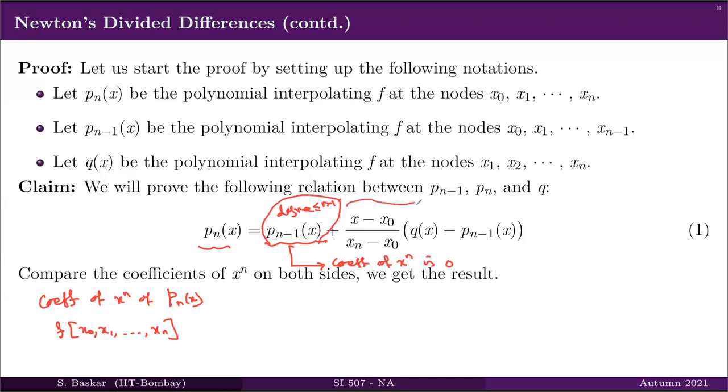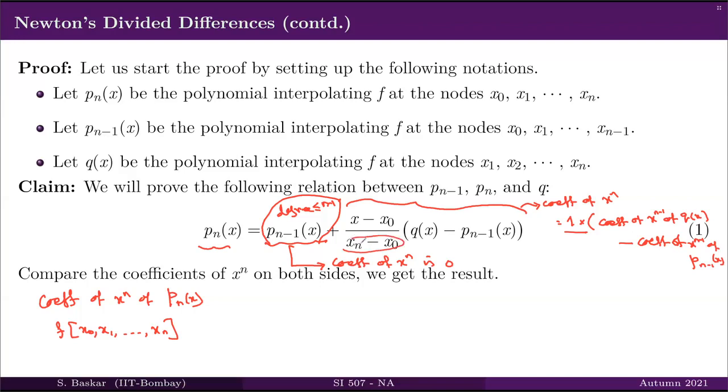Now let us see what is the coefficient of xn for the second term. Well, that will be 1 into the coefficient of xn minus 1 of q of x, minus the coefficient of xn minus 1 of Pn minus 1 of x, divided by this constant, xn minus x0, right? So that is how it will look. Now, what is the coefficient of xn minus 1? That is the highest degree term in the polynomial q of x. By definition, it's an interpolating polynomial of f at the nodes x1, x2 up to xn. Therefore, it's the n minus first order divided difference at these nodes x1, x2 up to xn.